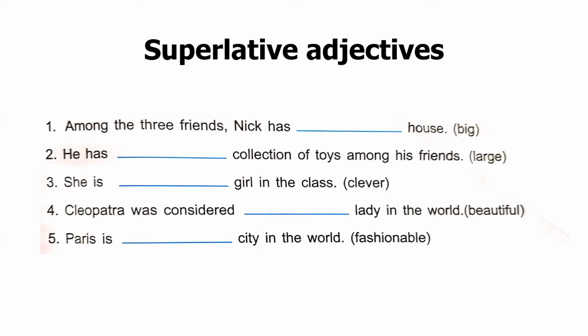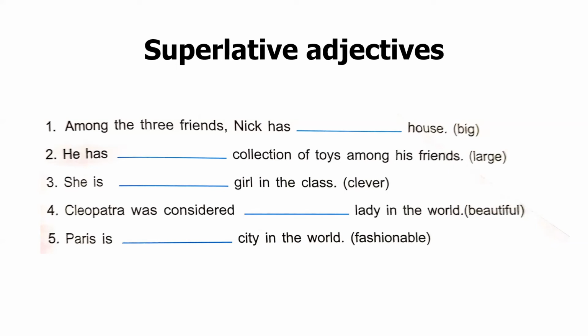Number 2. He has dash collection of toys among his friends. Large. He has the largest collection of toys. She is dash girl in the class. Clever. Cleverer, cleverest. She is the cleverest girl in the class.